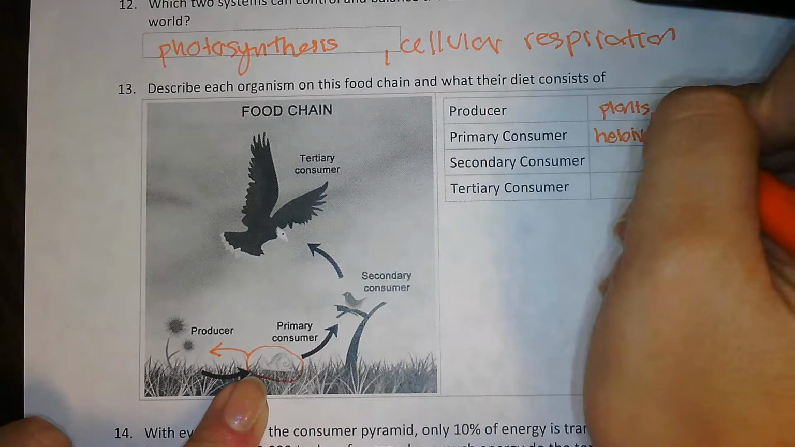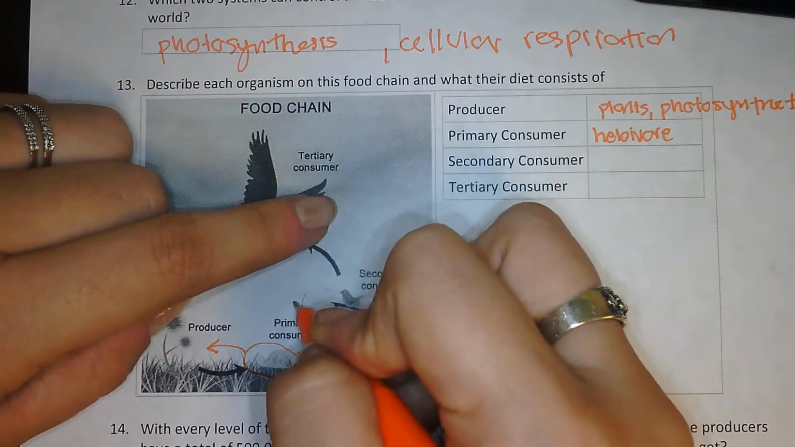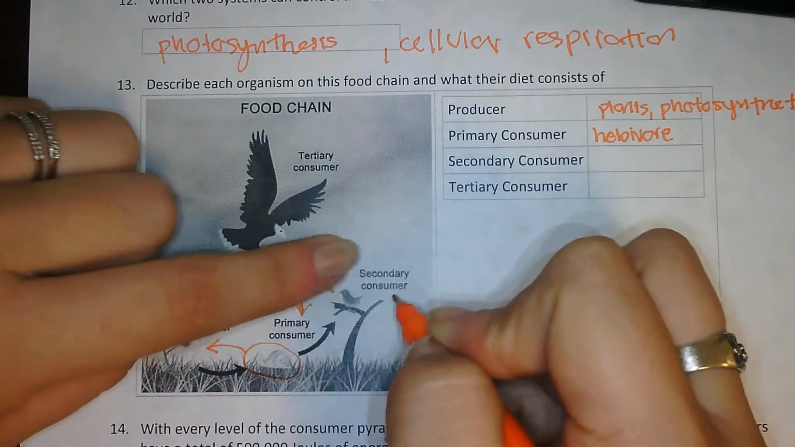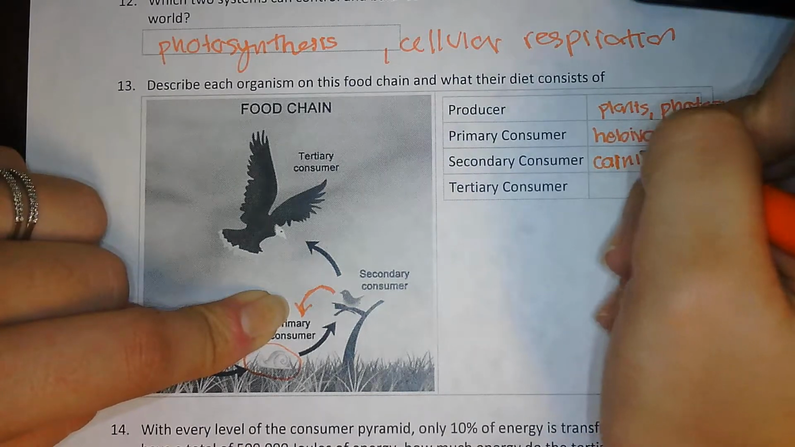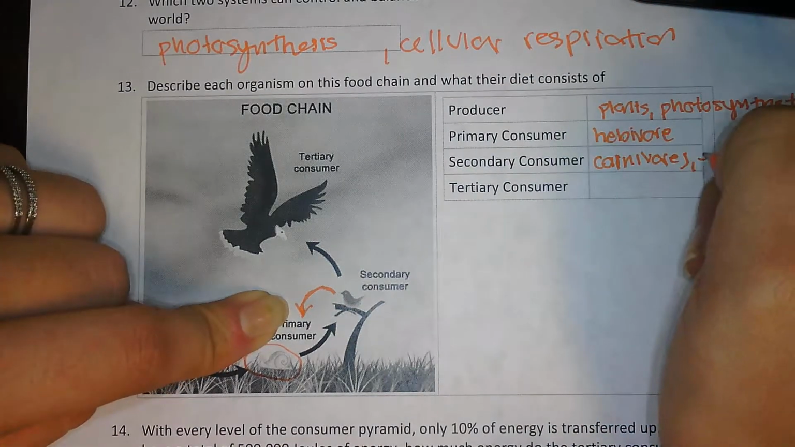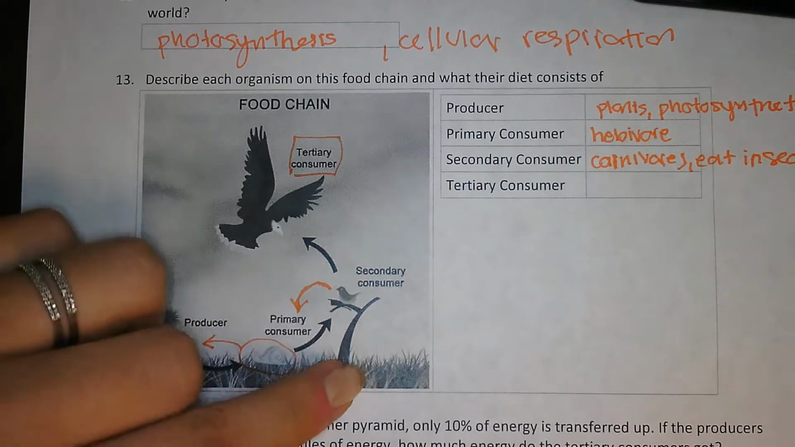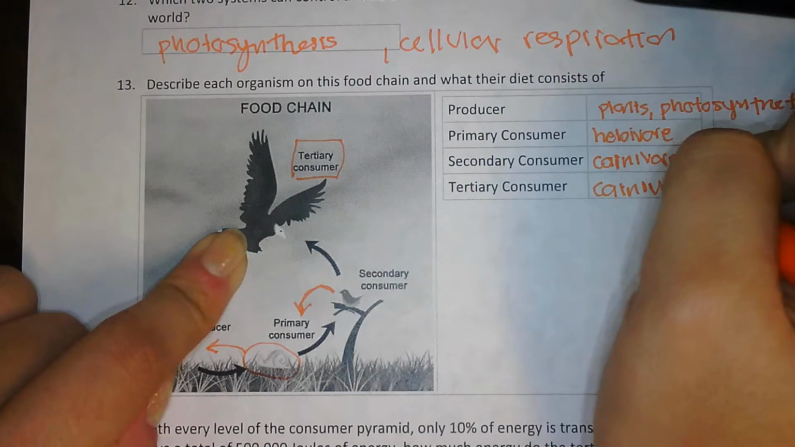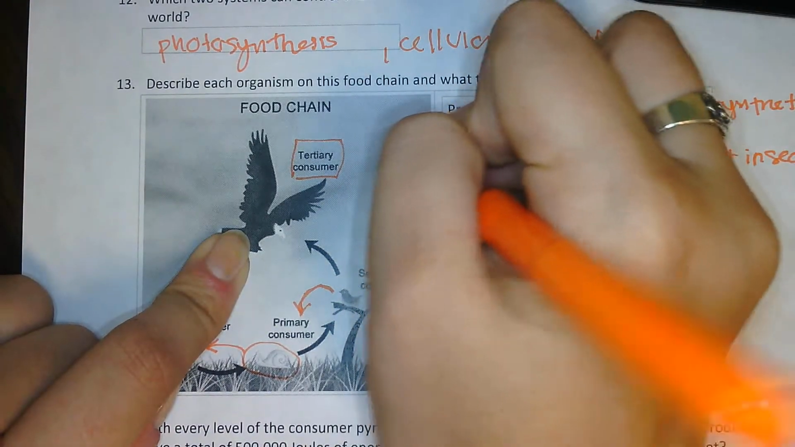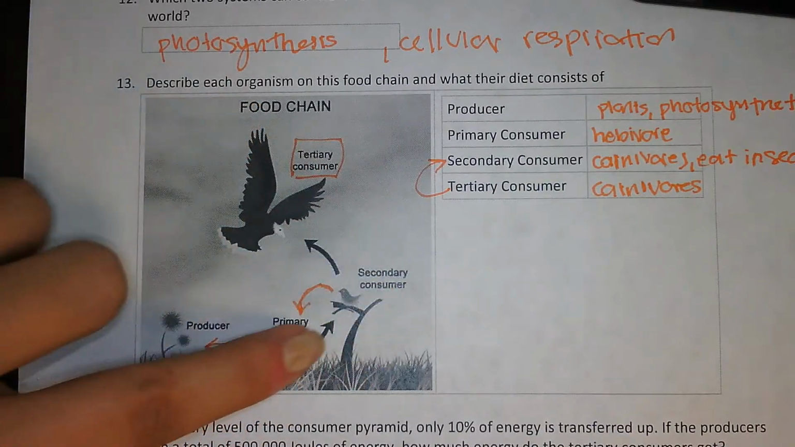They consume plants. My secondary consumers are going to consume the primary consumers. So your secondary consumers start to be carnivores, but they eat insects. The tertiary consumers are the big, bad, scary ones that eat the secondary consumers. So your tertiary consumers are completely carnivores, and they eat the secondary. So they eat this one. So this is a food chain, and it is a chain because each one eats the one below it.